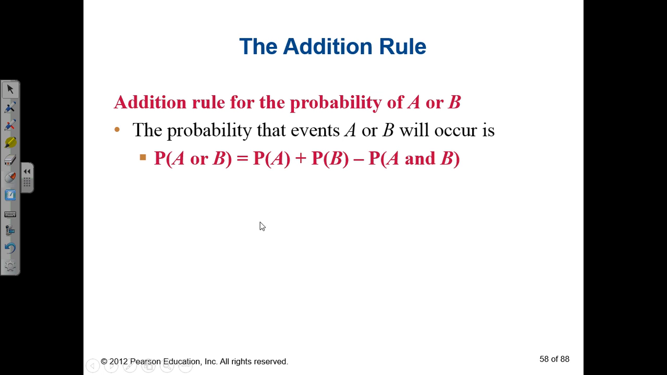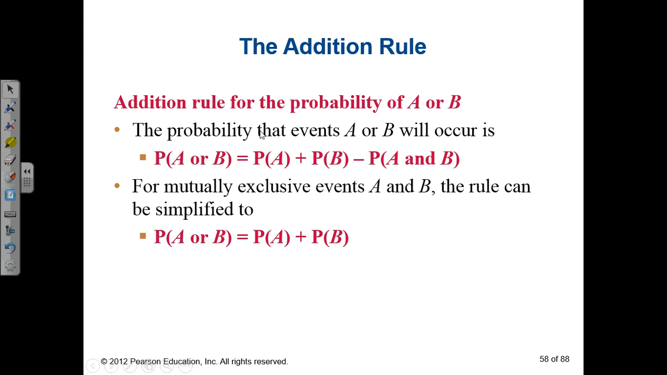Let's go back to our Dunkin' Donuts example. A, remember, was the probability that you bought coffee. B is the probability that you bought donuts. But remember, there were some people who bought coffee and donuts, and we counted those people twice. We counted them when we counted the coffee people, and we counted those people again when we counted the donut buyers. So we have to subtract it out once.